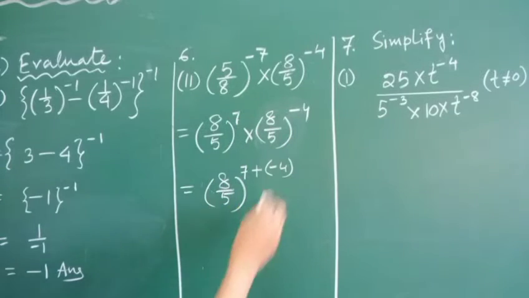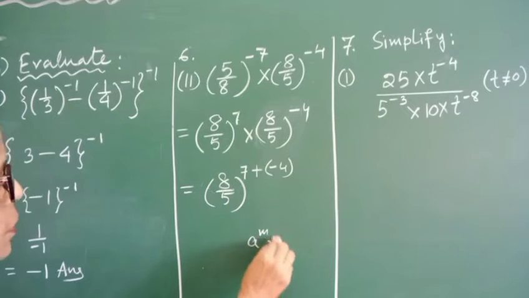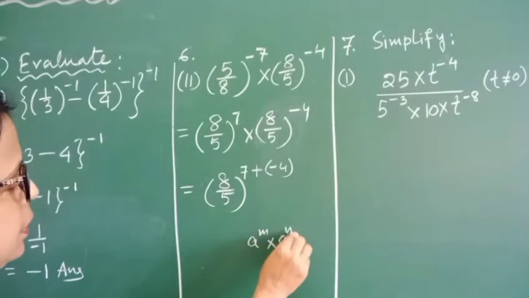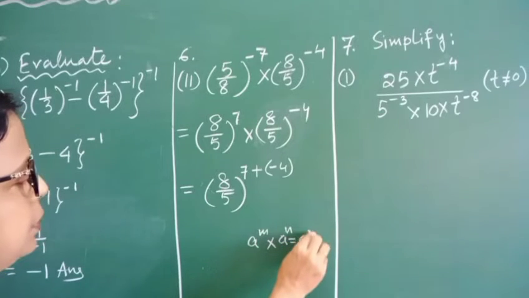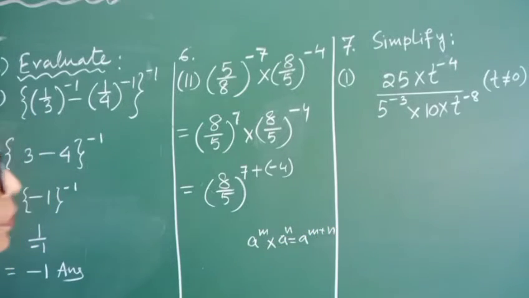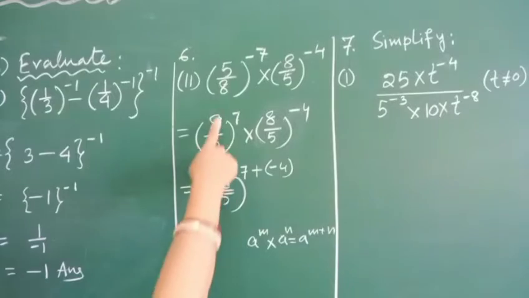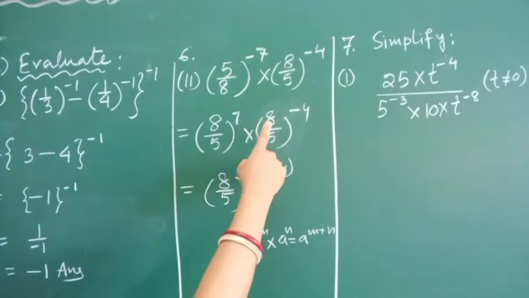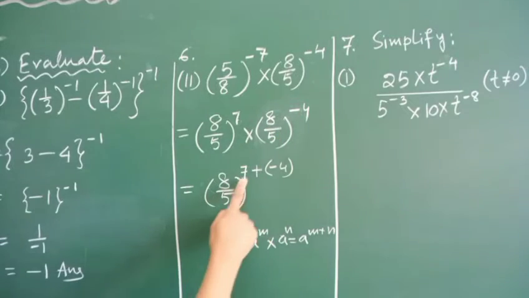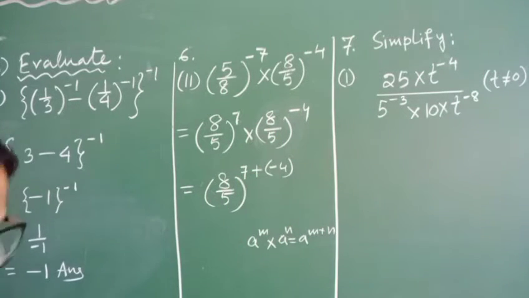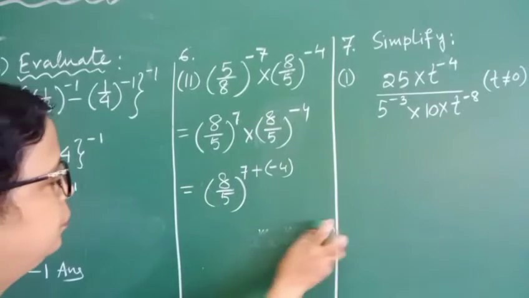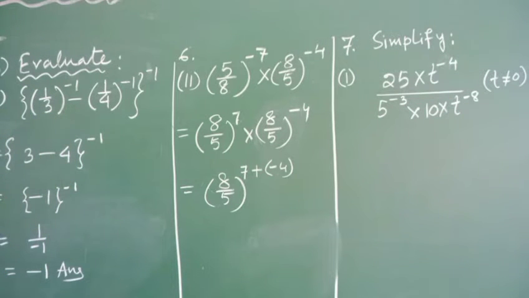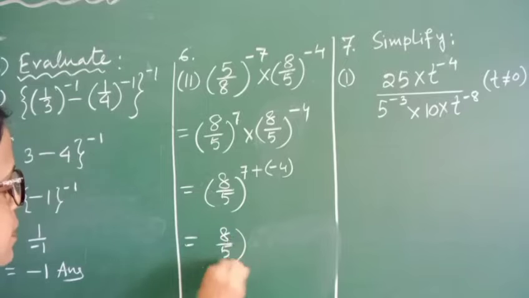that means a to the power m into a to the power n is equal to a to the power m plus n. You know that we are applying this, a to the power m into a to the power n, so a to the power m plus n. Okay, now 8 by 5 is our base, keep it as it is.